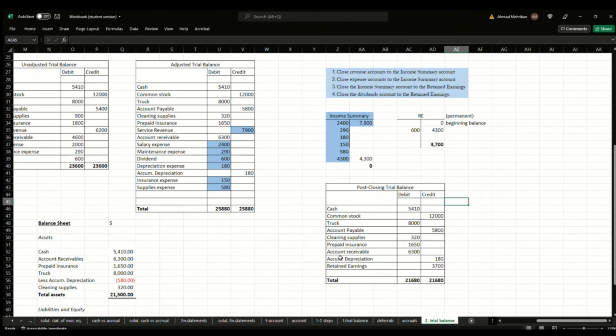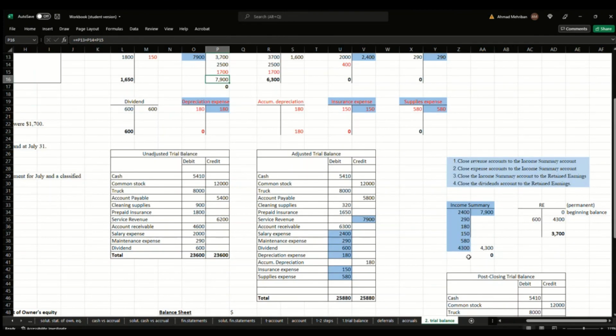Just for the sake of understanding, there is no income summary because it's a temporary account. There is no revenue, there is no expense. Using this post-closing trial balance, you will start your new period in which all temporary accounts have been closed, summarized and closed into the retained earnings, which you already have here. That's it.